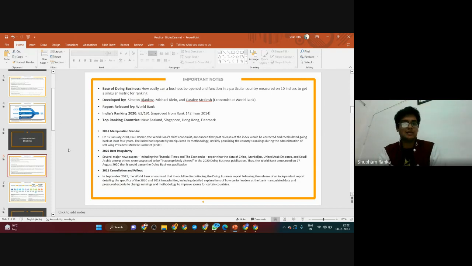You don't need to remember these names or who they are. The only thing to remember is that the report is released by the World Bank every year. India's ranking in 2020, the last ranking that we got, was 63 out of 191 countries. And this has improved significantly from 2014, when we were ranked 142. 63 is a very huge jump, I think one of the biggest jumps any country would have seen in this ranking.